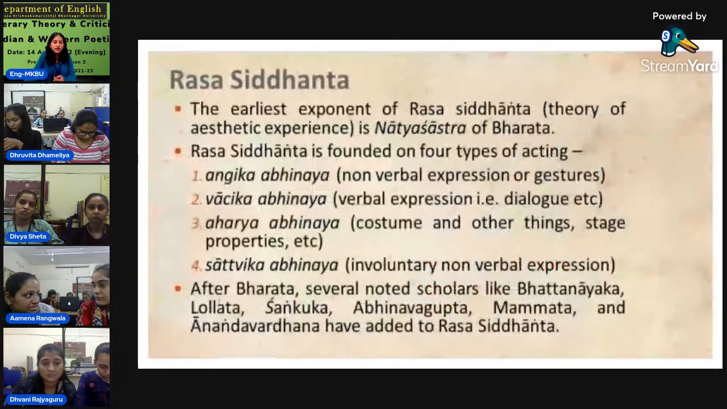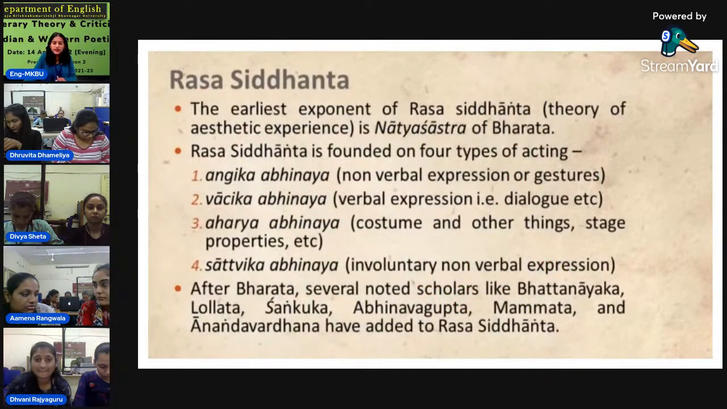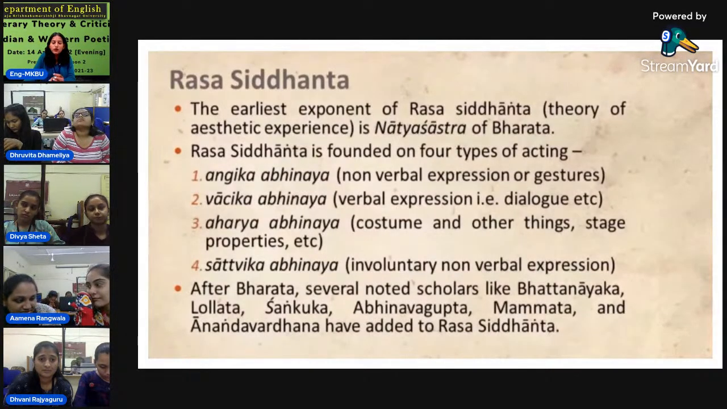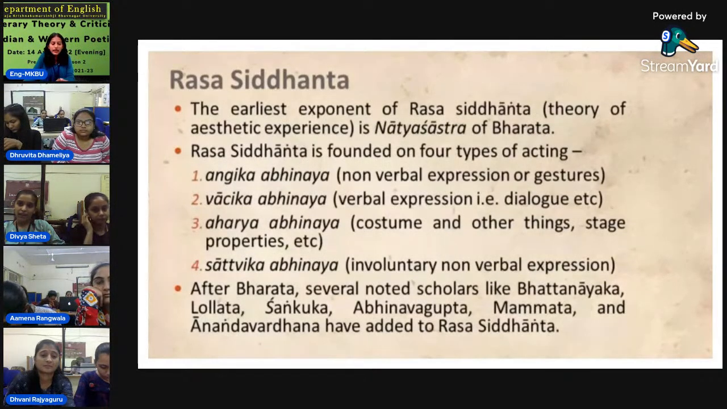Rasa Siddhant. The earliest exponent of Rasa Siddhant is Natya Shastra of Bharata. As I said, Rasa Siddhant is founded on four types of acting: Angik Abhinay, Vachik Abhinay, Aharya Abhinay, and Satvik Abhinay.